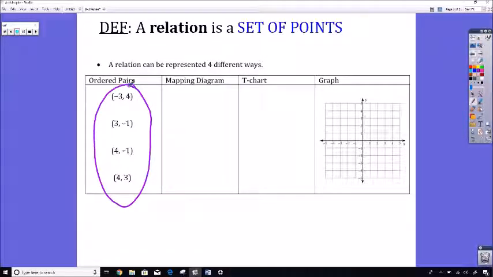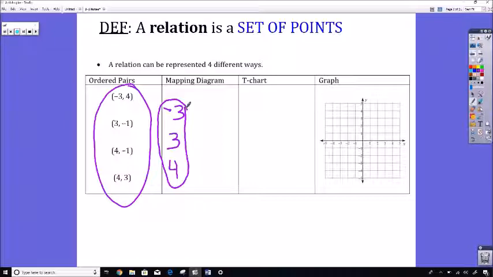So when we do a mapping diagram, we're going to begin by writing all of the x values, and only write them once, even if they repeat. So for example, we have negative 3, we have 3, and we have 4. And we're going to put those as a whole little set.